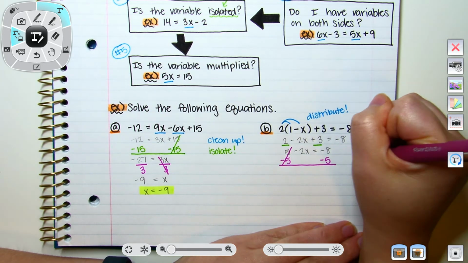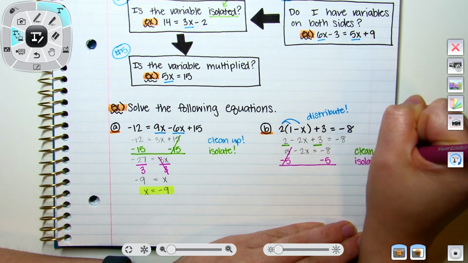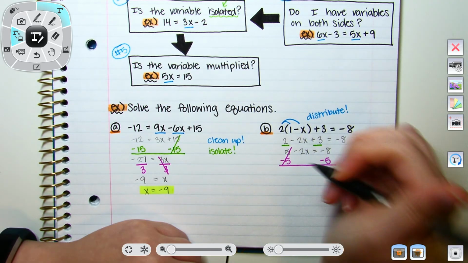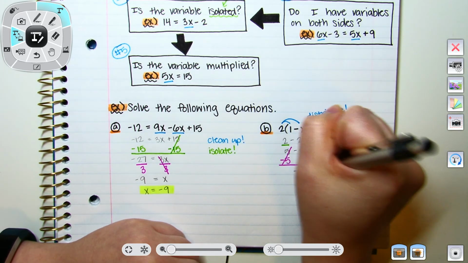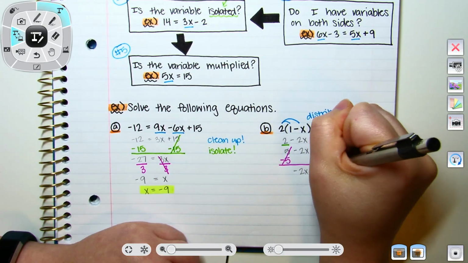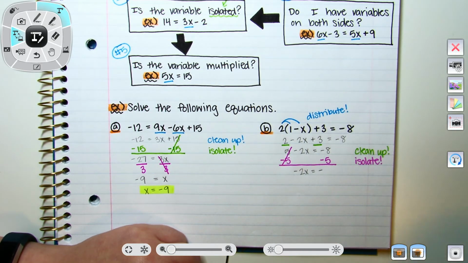So this is to isolate. So all I'm left with on the left side is negative 2x equals negative 8 minus 5. Your answer is still going to be negative, which is 13.